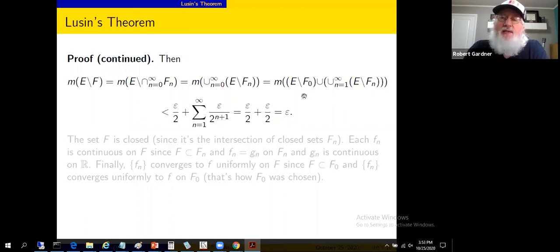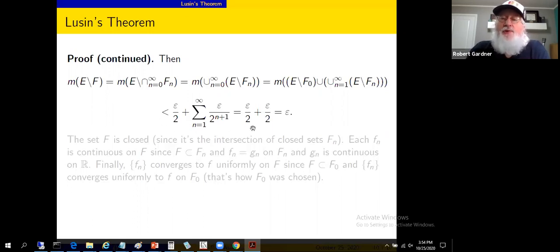Subadditivity would tell you this is less than or equal to this measure plus that measure. Here, I'll apply subadditivity to this countable union. And what we get is strictly less than, because I know the measure of E set minus F sub 0 was less than epsilon over 2. We had the measure of this union was strictly less than epsilon over 2 to the n plus 1 for each n. So sum those up. So countable subadditivity is in the mix. I guess I skipped that step technically. We've got a strict inequality because the epsilon stuff has entered the conversation.